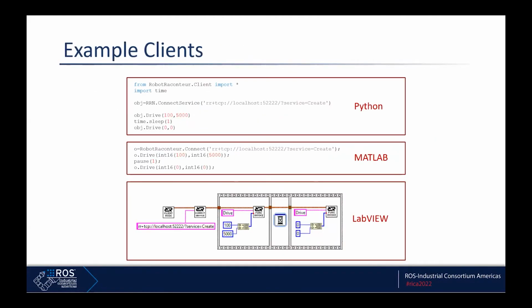These are example clients. Basically, all I have to do is install the plugin, either Python with pip or MATLAB. There's actually an add-on you can install, or LabVIEW, there's an add-on available. This is it. This is all I have to do to get up and running. And our students come into the lab and they're up and running in minutes talking to a robot. And we found that it is dramatically easier for students to get started with this setup than a pure ROS setup.